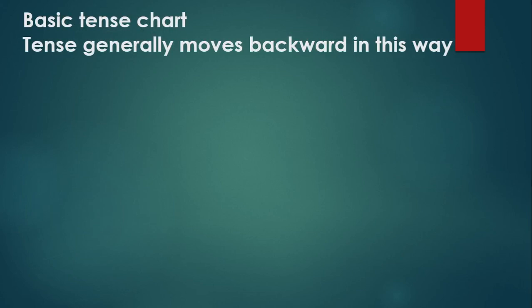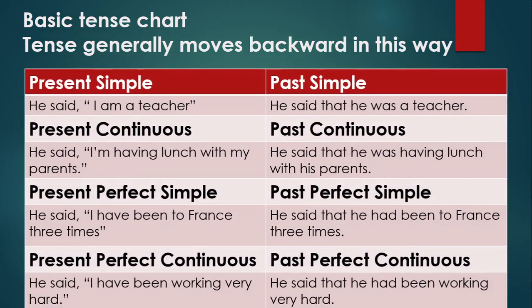So this is the basic tenses chart. Tense generally moves backward in this way. You see? He said, I am a teacher. So what will we say? He said that he was a teacher. So here the following sentence is changed into past tense. He said, I am having lunch with my parents. He said that he was having lunch with his parents. Okay.